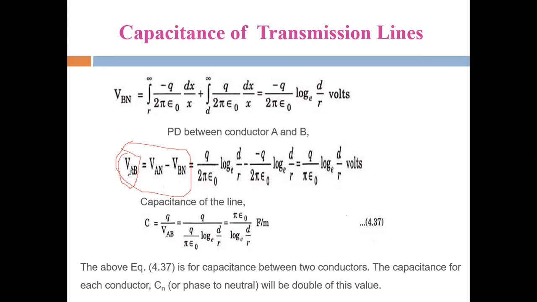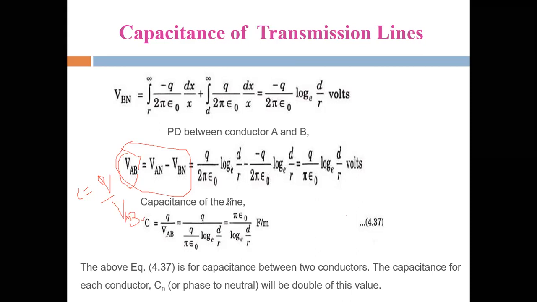After obtaining this VAB, we calculate the capacitance C. The normal formula for the capacitance is C equal to Q by V, where Q is the charge. We are taking the two parallel conductors, named A and B, as VAB. Therefore, the capacitance C is equal to Q by VAB. This is the total capacitance of a single phase overhead transmission line.